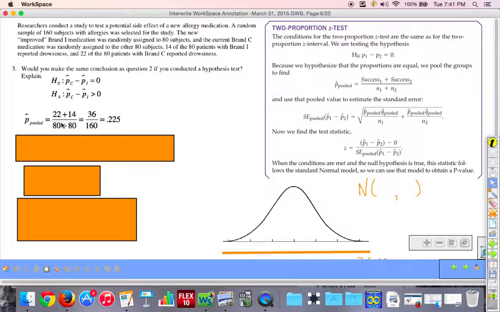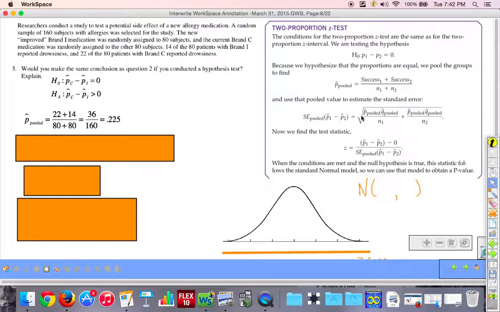Okay, here's p pooled. As I said, it was 22 plus 14 in the numerator, which is 36, 80 plus 80 in the denominator, which is 160, which gives us a p-hat pooled value of 0.225. Okay, we're going to use that value to calculate the standard error. It's called the standard error pooled for the difference in the sample proportions.